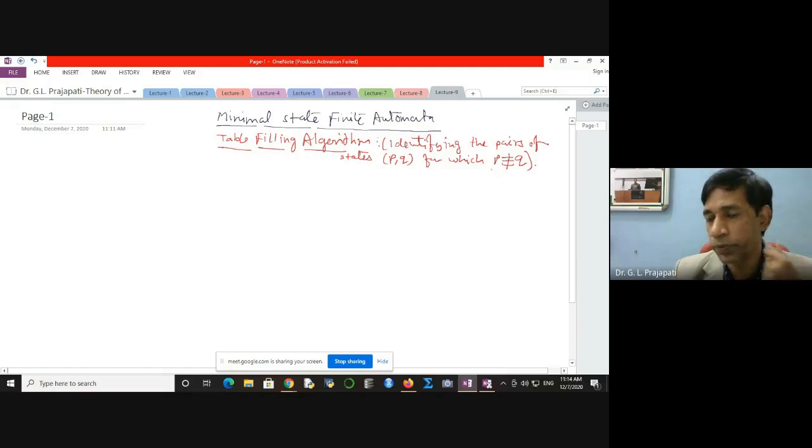If P and Q are not equivalent, it means you cannot merge them. And the pair which is equivalent, we need to merge to form a minimum state DFA. So we are going to identify the pairs which we cannot merge, which means P is not equivalent to Q.